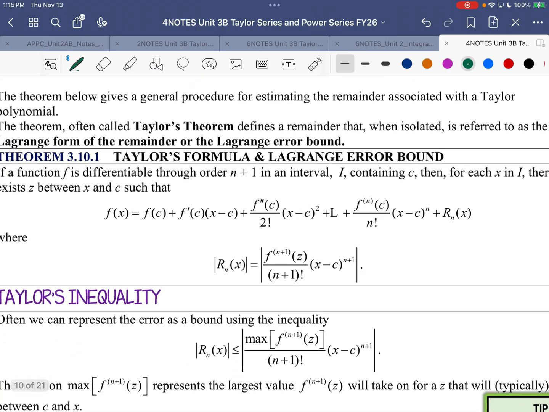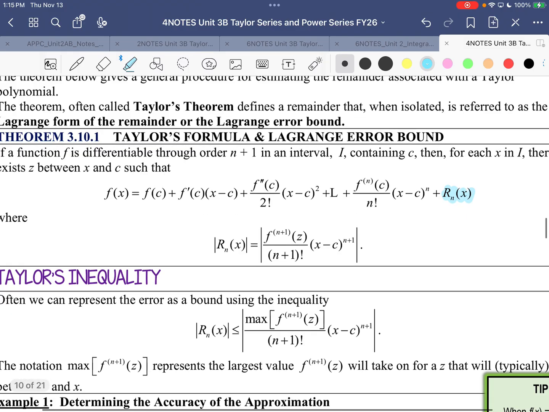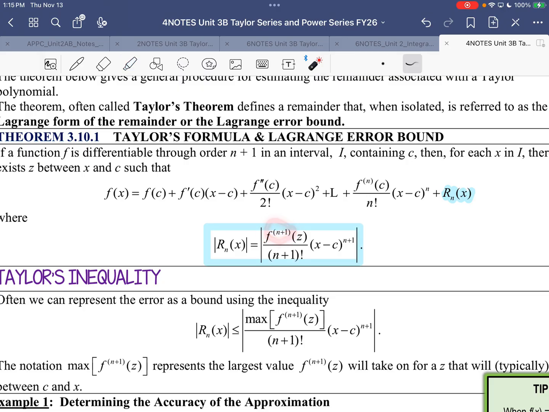So then we get that a Taylor series has the Lagrange error bound. Basically, the Lagrange error bound is this number that you can add on to the end of a Taylor series. What that number is equal to is essentially the next term over. So you have the next derivative over the next factorial, times x minus c to the next power. So this remainder is essentially the next term.